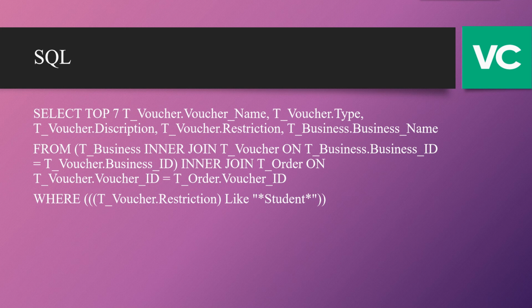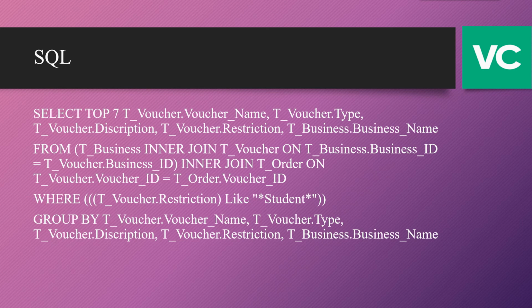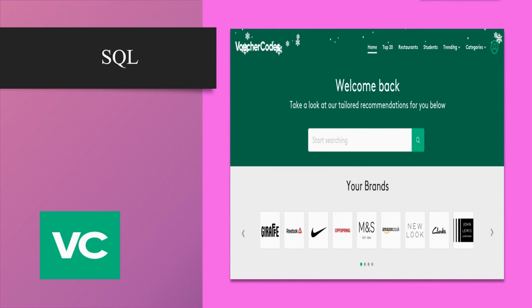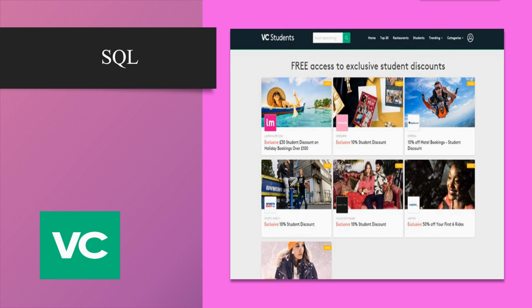Thirdly, since it is the student offers that we are looking for, we need to add the condition that only vouchers with student in its restriction can be found by using the where clause. Moreover, the group by clause is needed so as to arrange identical data into groups. Finally, this row means that vouchers appear in the order from the voucher ordered most to the voucher ordered least. So, with this query, we can change this website, which is the homepage of Voucher Codes, to this website, which shows the top 7 student offers.